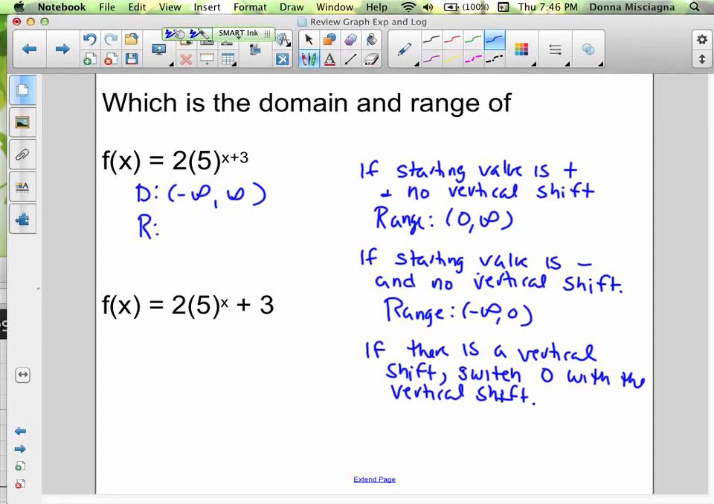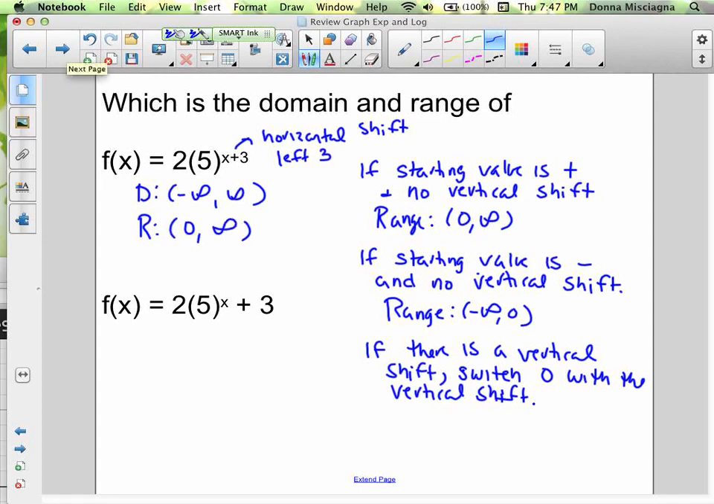So here I have no vertical shift. There's nothing added to the whole function. I just have a horizontal shift. This is left 3. That does not change our range. It doesn't change our horizontal asymptote, and it doesn't change our range: 0 to infinity.